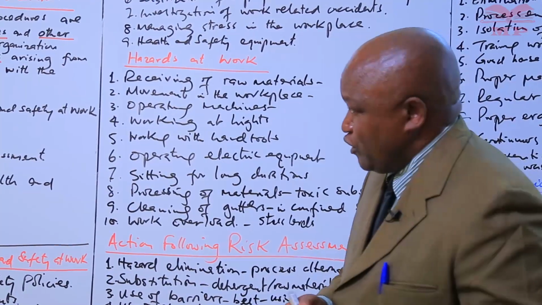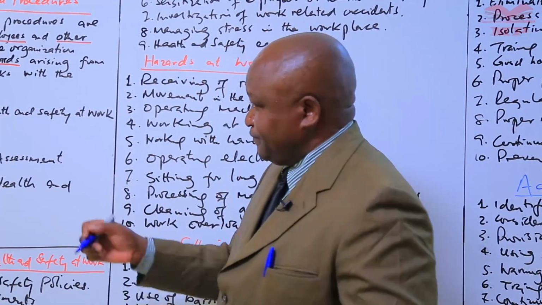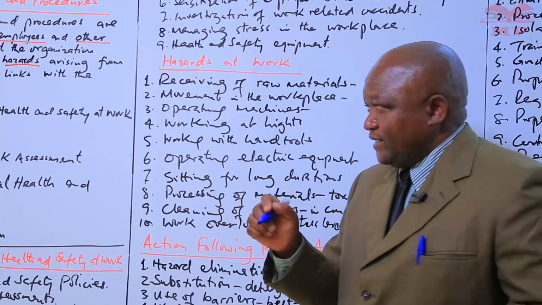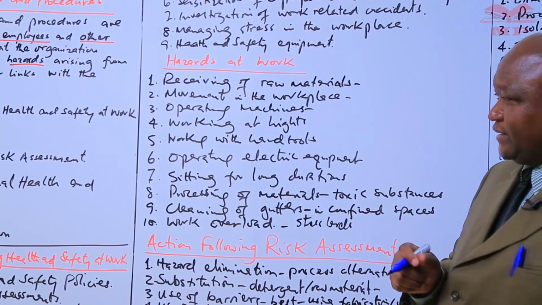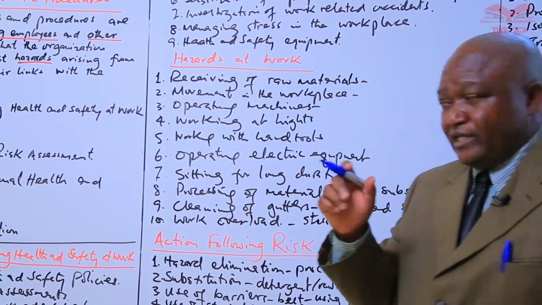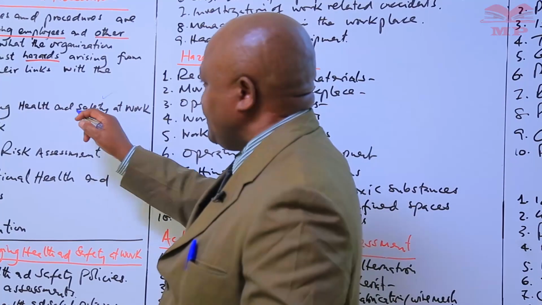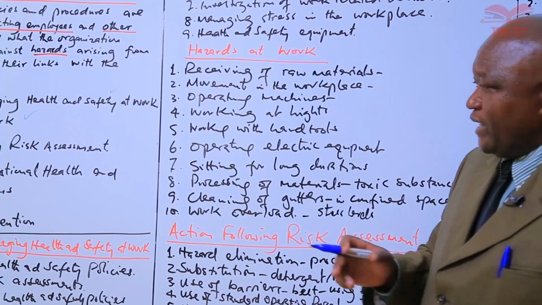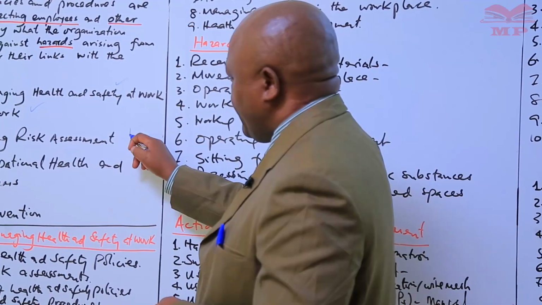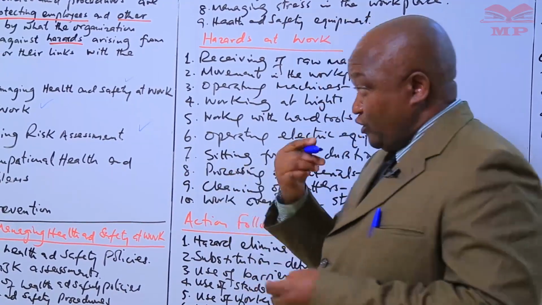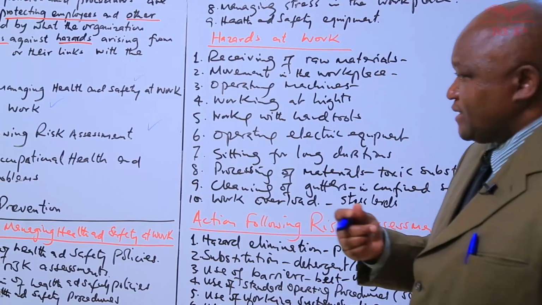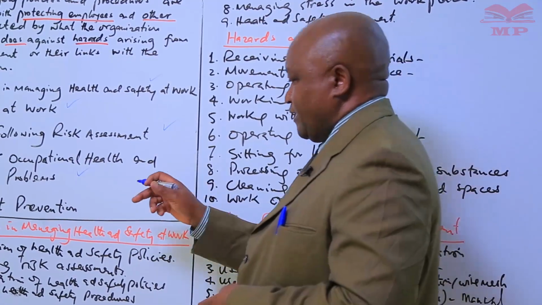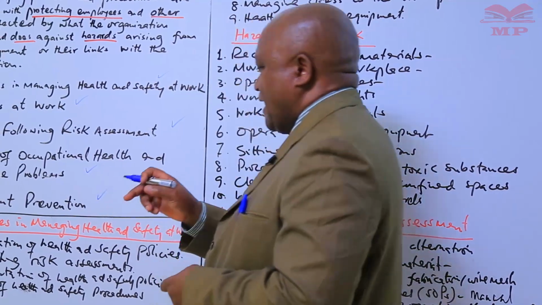And we said we were going to look at these five things, which are activities in managing health and safety at work. We said we will look at hazards at work. We also indicated we will be looking at action following risk assessment. And we also indicated that we will be looking at control of occupational health and hygiene problems. And also we said we would look at accident prevention.